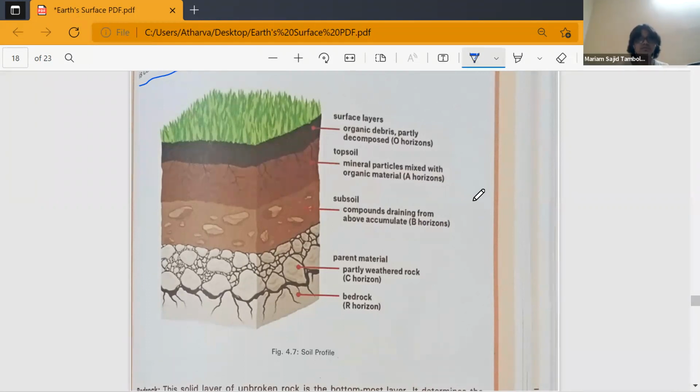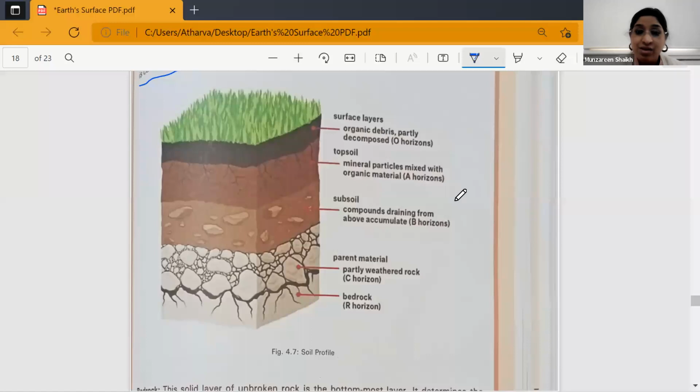Above subsoil, you have topsoil. Topsoil is what? Mineral particles mixed with organic material. Organic material means, what is organic matter? Organic matter is the leftovers of dead plants and animals. Correct. Good. So topsoil is that material where the organic matter gets mixed up with the soil.